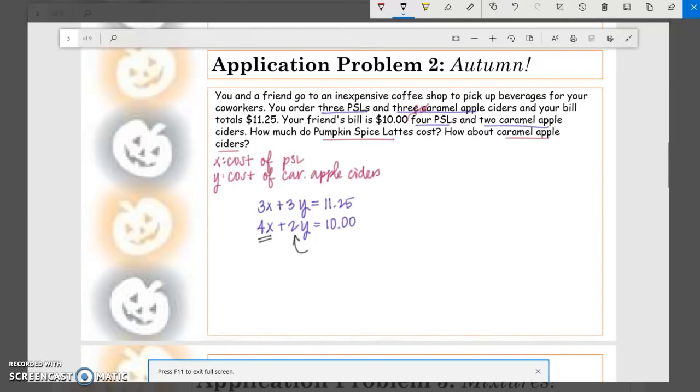So notice how the 4 here and the 10 here are divisible by 2. So if I want to get y by itself, I'll have 2y equals 10, I'm just going to simplify that without the decimal places, minus 4x.